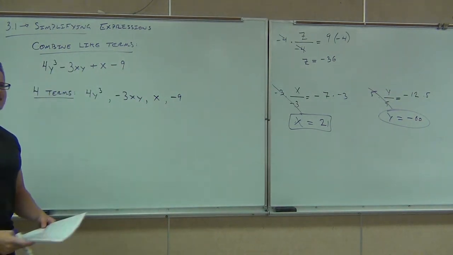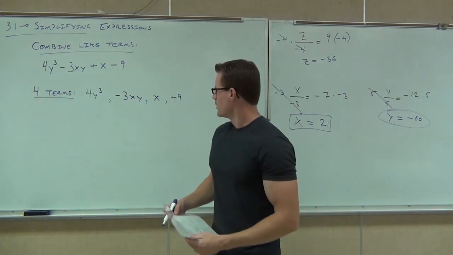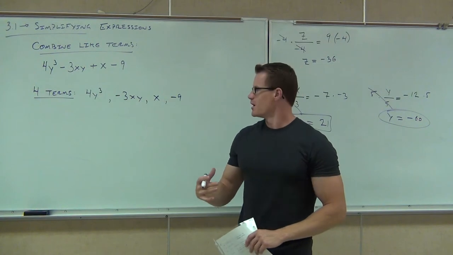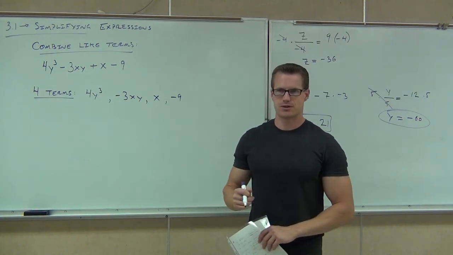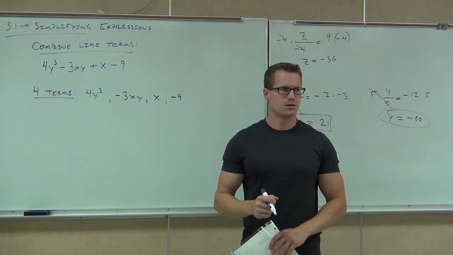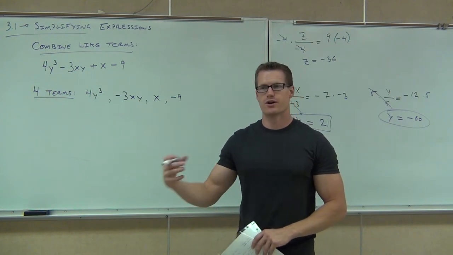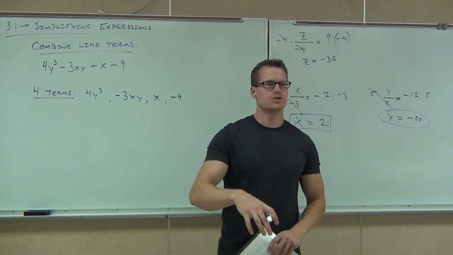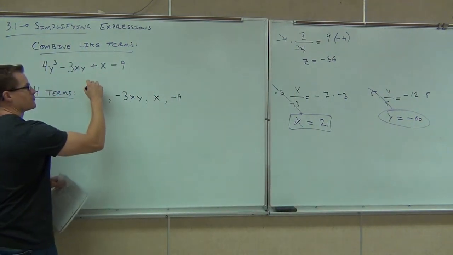Sweet. Now you're going to notice a difference between these terms up here. We of course have 4 terms, but 3 of them are the same and 1 of them is different. Which one is the different one? Negative 9. Why? Because it doesn't have a variable. Right. So we have 2 different types of terms. We have what are called variable terms, and we have constant terms. The variable terms are named so because they have variables in them. So right up here, we're going to have our variable terms.